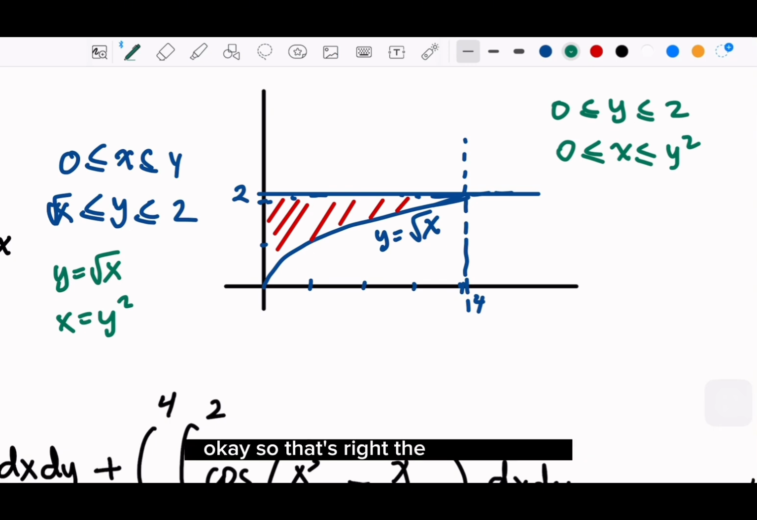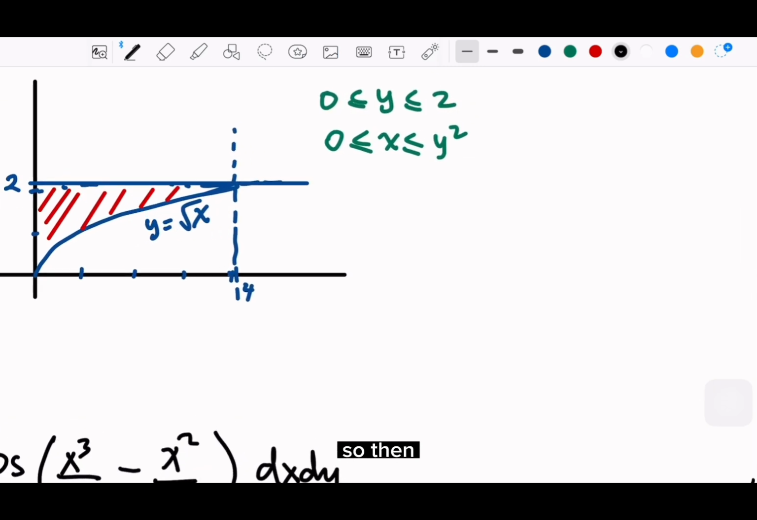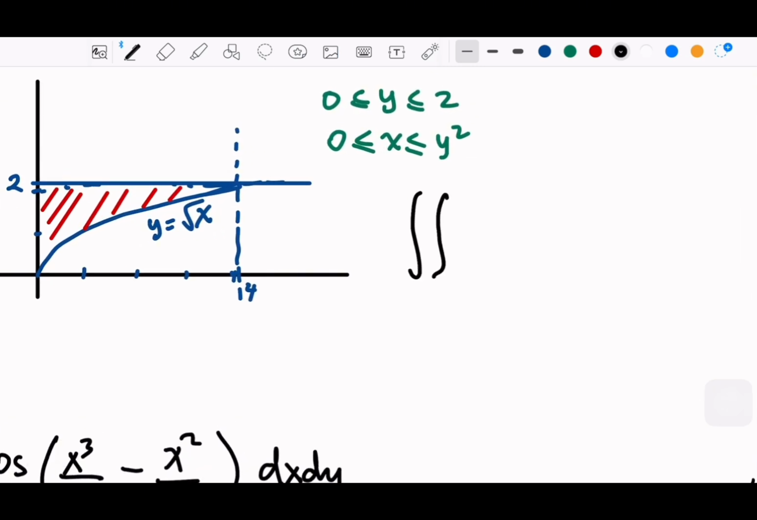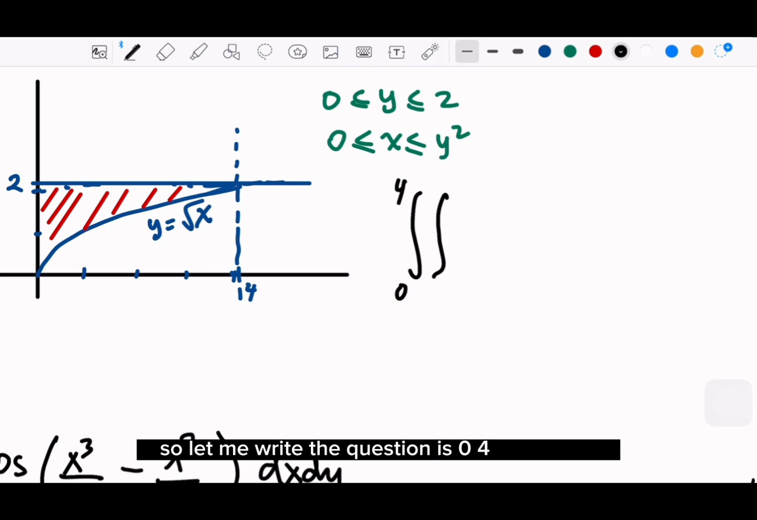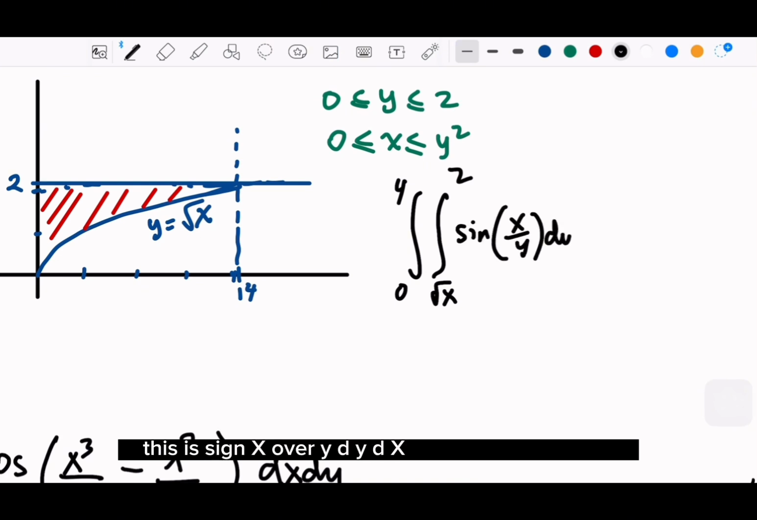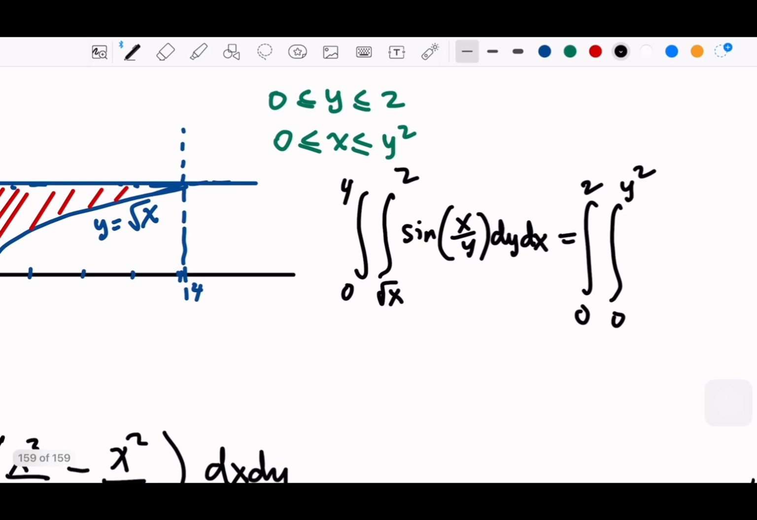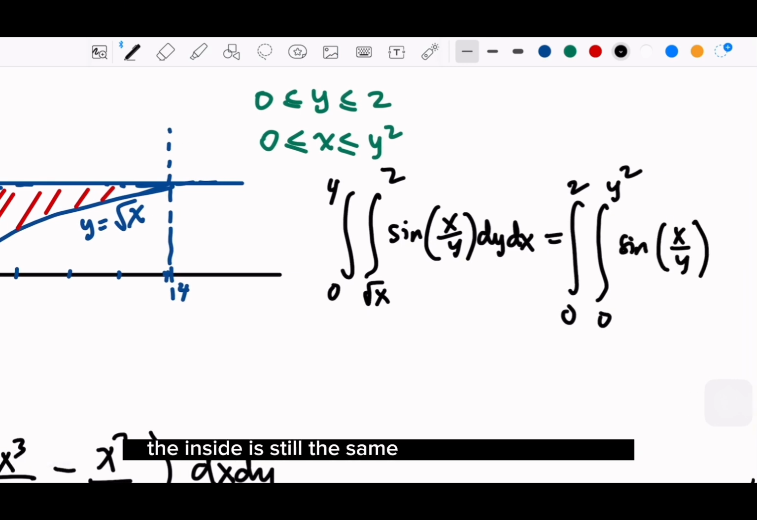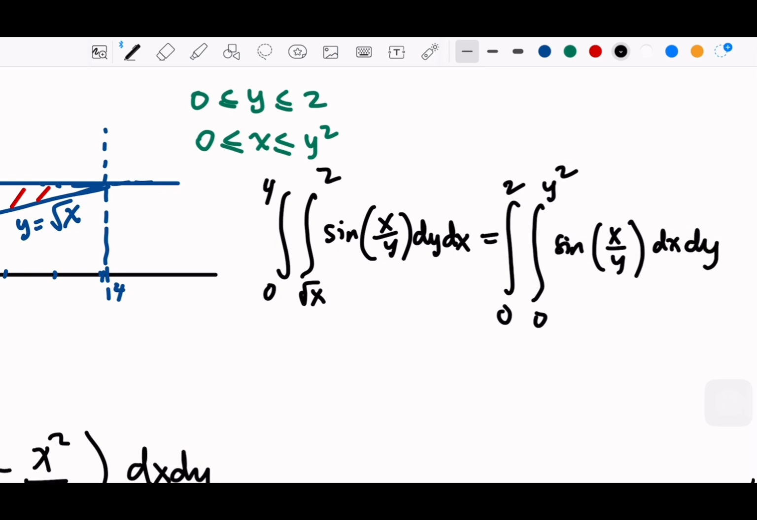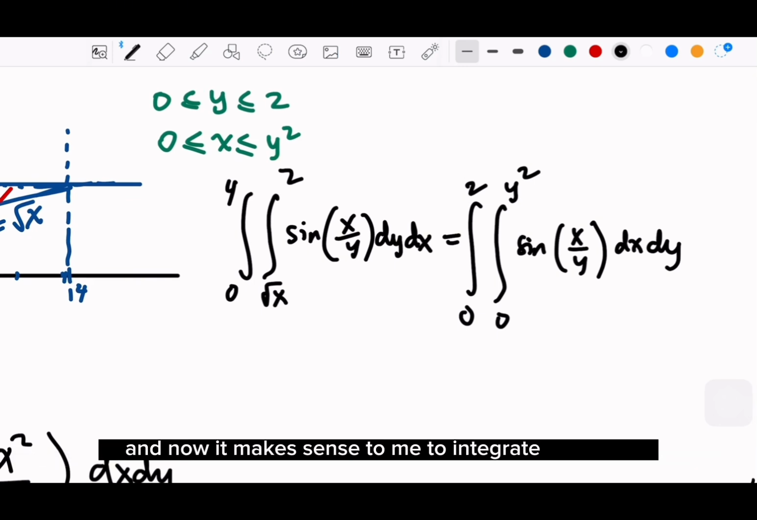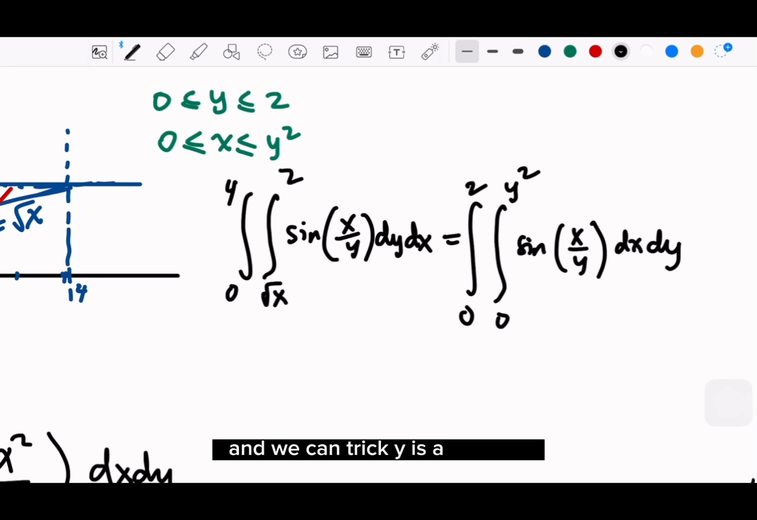Okay, so let's write the formulations. So then this will be, let me write, the integral from 0 to 4, integral from y squared to 2, of sine x over y dy dx. This equals, we switch to this. The inside is still the same. And now it's dx dy. And now it makes sense to integrate this, right? And we can treat y as a constant. It's a constant. So sine x will be negative cosine, and then multiply with the constant, right?